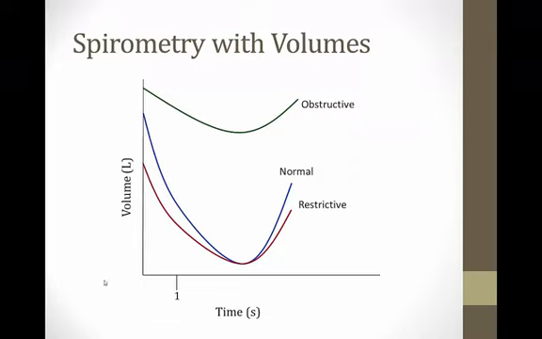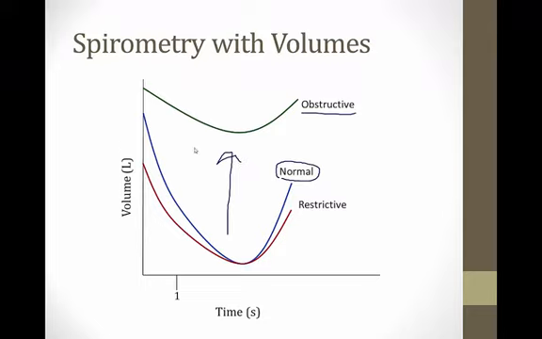So just like with the regular spirograms we use in clinical practice, these spirograms with volumes have different patterns for obstructive and restrictive disease. So once again, let's look at a normal patient in blue here. If a patient has obstructive disease, the volume goes up from normal. Why does that happen? Well, it's because there's air trapping. There's an obstruction to getting air out of the lungs, so the volume goes up.